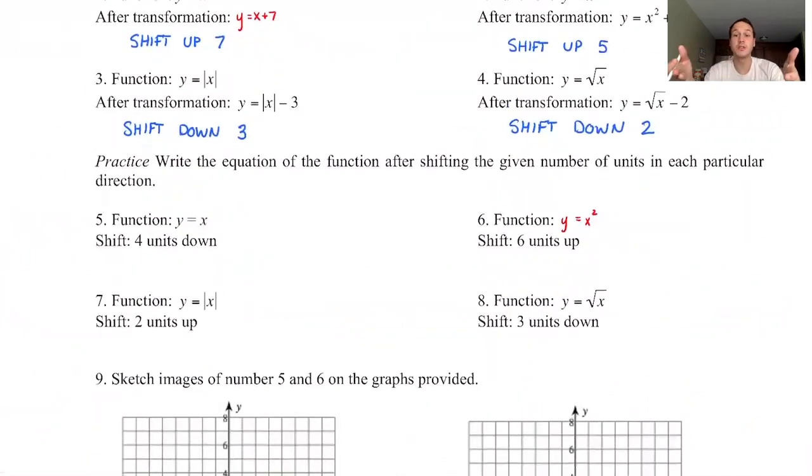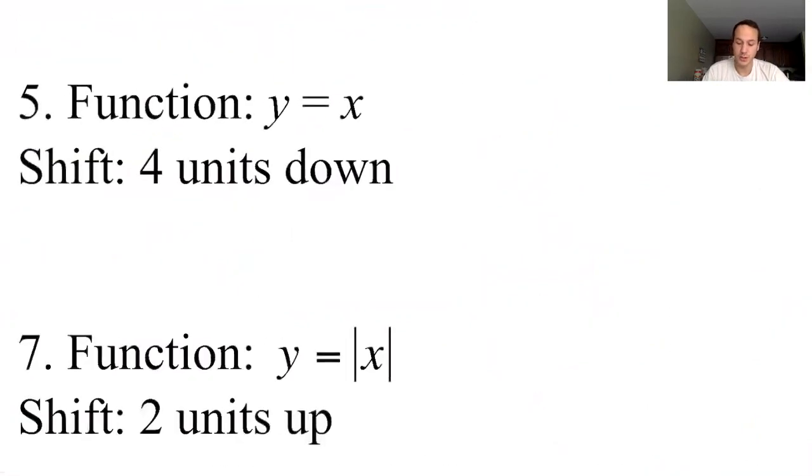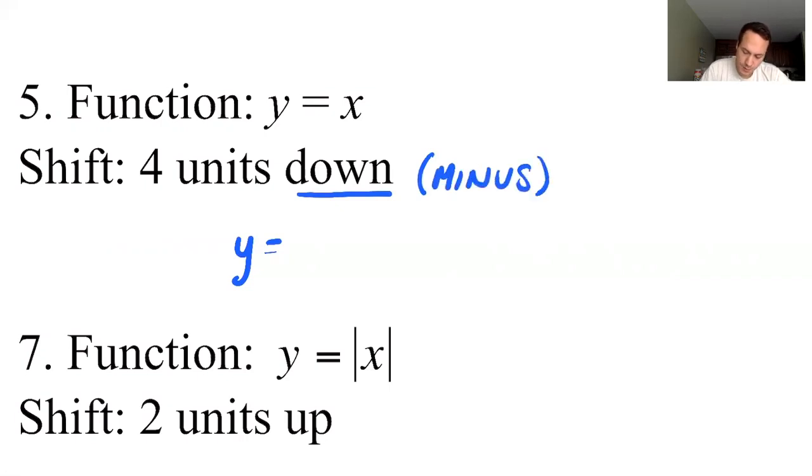Okay? Well, this year, you're asked to do things both ways. I can give you the function and ask you to describe the shift or describe the transformation, or I can give you a transformation and I can ask you to write the equation. If I ask for y equals x, 4 units down is going to be minus. Okay? So this is going to be x minus 4.